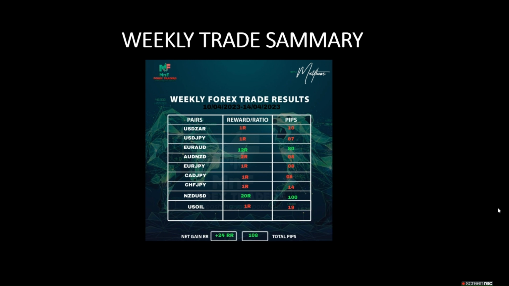If you look down here, there's net gain RR, and total pips right here. You can see that even though we lost more trades, we were able to still be in profit massively. Why? Because we have our setup which has a higher risk to reward ratio. All right, so it's never been about the win rate. It's all about having a strategy with a good risk to reward ratio.